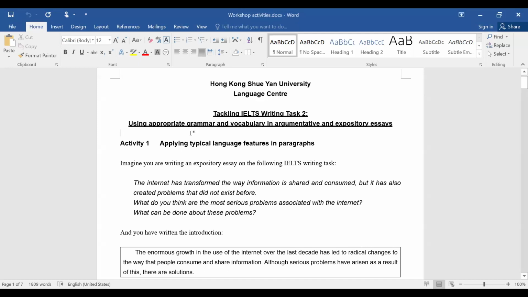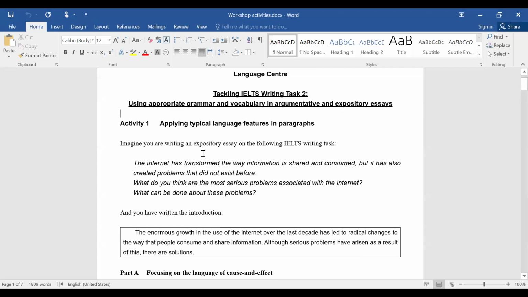So, the purpose of this activity is to help you apply the language features that we have just talked about into practice. This is just a very small practice, but I hope that it may give you some ideas of how we can apply the language of cause and effect, and also later modal verbs into argumentative and expository writing. Okay, so have a look at this task.